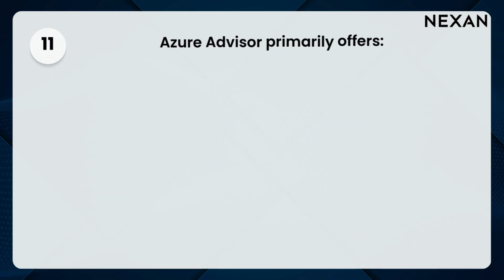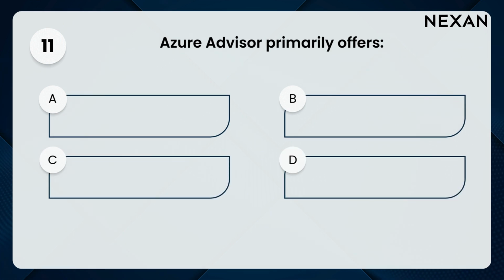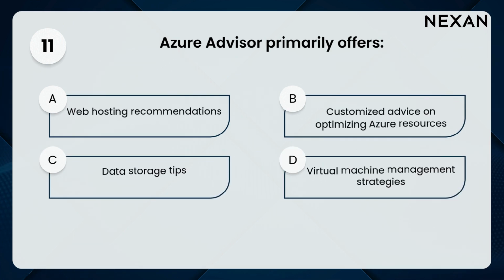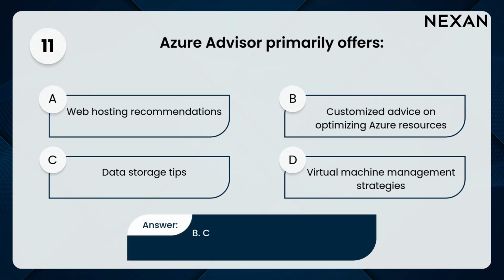11. Azure Advisor primarily offers: A. Web hosting recommendations. B. Customized advice on optimizing Azure resources. C. Data storage tips. D. Virtual machine management strategies. Answer: B. Customized advice on optimizing Azure resources.